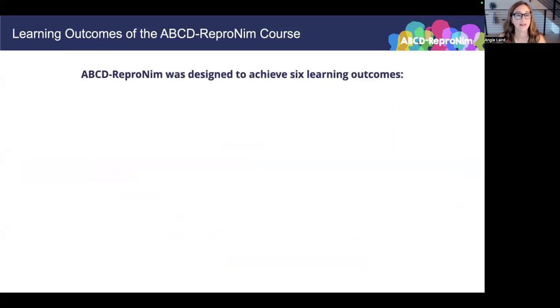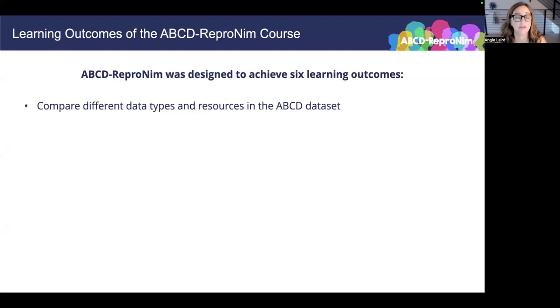Okay. That summarizes our overall course design, but what specifically do we want you to learn? We're aiming for 6 learning outcomes. First, from the perspective of ABCD, we want you to be able to compare different data types and resources in the ABCD dataset and demonstrate the ability to access and analyze ABCD data.